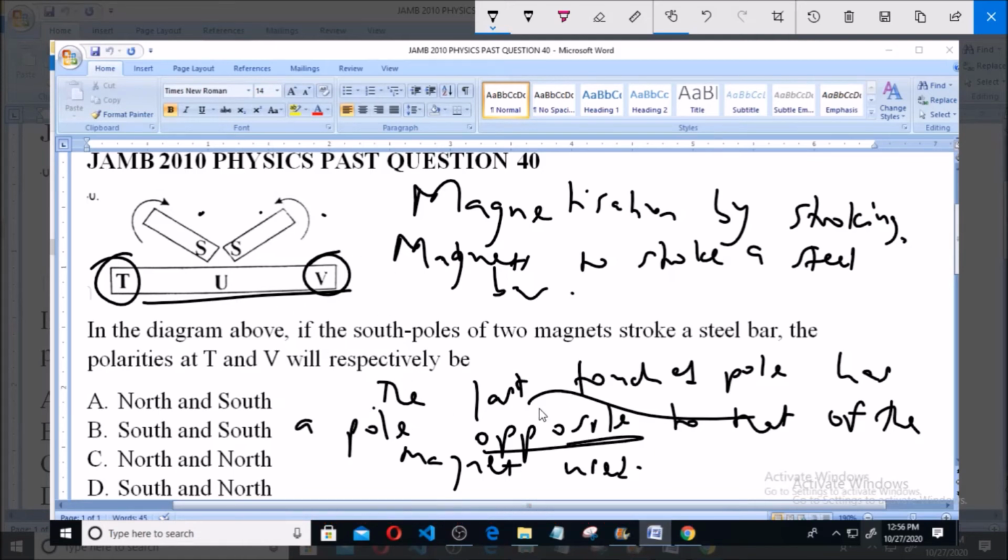used. Now, the pole of the magnet used was south and south, so the poles of T and V will be opposite to that used. So therefore, it will be north and north, opposite poles to that of the magnet used. So north and north will be the polarities of T and V. North and north is option C, which is the correct answer to this question.